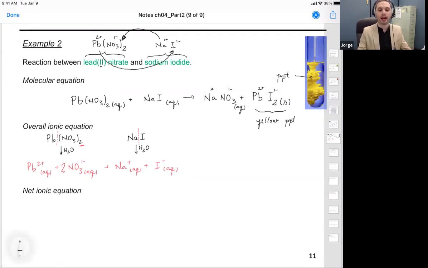Now that we have the ions split up, let's combine positive with negative and vice versa. Sodium is going to look for nitrate. That's going to form the sodium nitrate. Now pay attention here. Sodium nitrate is soluble in water. Therefore, in the ionic equation, if they are soluble, we have to write them as separate ions, okay?